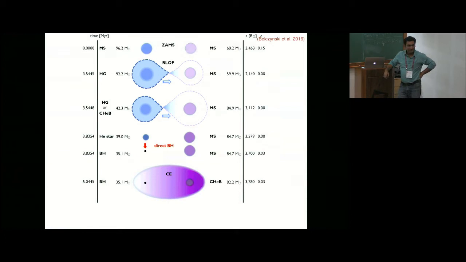Now the magic starts. Okay? Without this magic, in isolation, there is no way to create merging binary black holes, merging through gravitational wave radiation, binary black holes, or neutron stars, or pretty much anything.